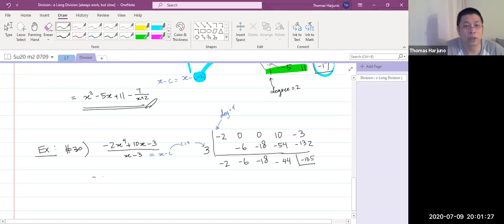So this is -135. Then the quotient here is -2x cubed, one degree less. And then you follow the next term, one degree less, the next term, one degree less, the next term, one degree less, minus 135 over x minus 3.